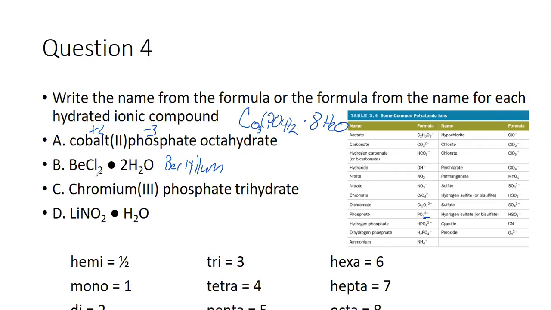To figure that out, we look at how many chlorides there are. So chloride is -1. Chloride is a halogen, so halogens are always -1. So we have 2 of them. So overall chlorine is -2. So beryllium, since we only have 1 copy, has to be +2. So that's beryllium(II) chloride dihydrate.